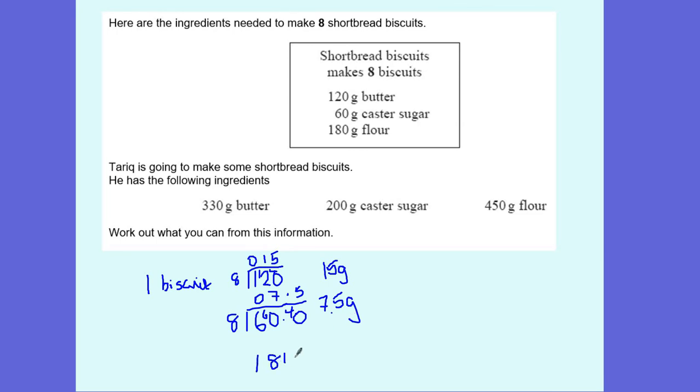And for flour, to make 1 biscuit, he's going to need 22.5 grams. How much has he got? Well, he's got 330 grams of butter. So, how many biscuits can he make? If 15 grams is 1 biscuit, how many can he make for 330? Let's work it out. 330 divided by 15 gives me 22. So he could make 22 biscuits.